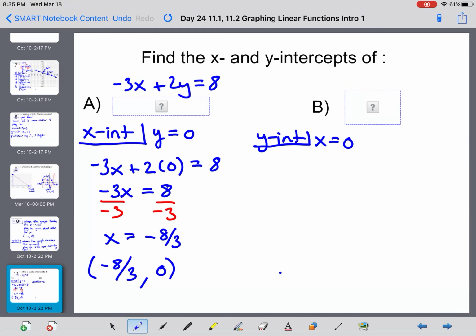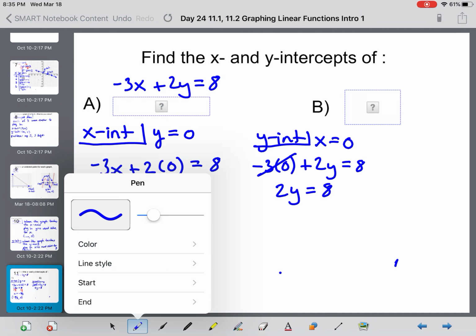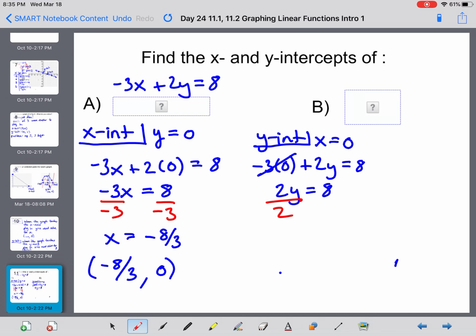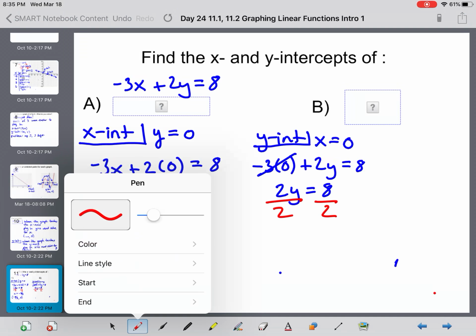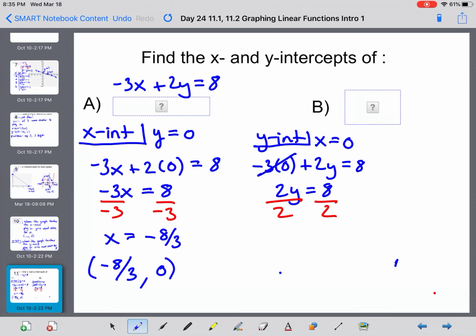Now let's go ahead and do the same idea, but let's find the y-intercept. So I do the same setup. I do y-intercept, and then I remind myself that the x value is going to be equal to 0. And here we go. Negative 3 times 0 plus 2y equals 8. Negative 3 times 0 is 0. So 2y equals 8. And now I can divide both sides by 2. Oh, this one looks like it's going to come out much prettier. So y is going to equal 4.